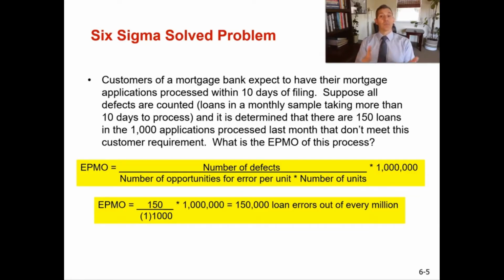Why is it taking us more than 10 days? And so they would have to make those improvements to get their defect rate down to not having 150,000 errors out of every million. So that would be up for the bank to decide what they want their quality to be. But right now, it's pretty bad. It's 150,000 for every million.